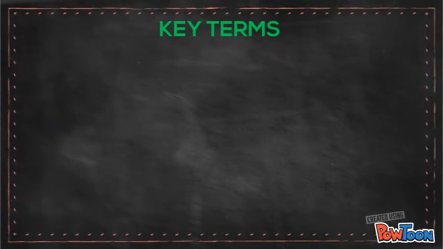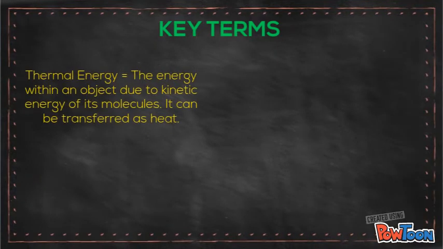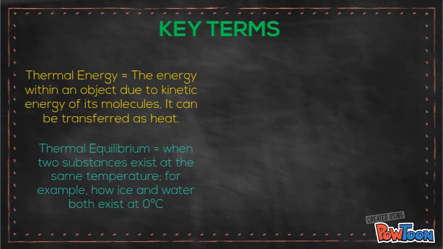Here are some key terms you should know. Number one is that thermal energy is the energy within an object due to the kinetic energy of its molecules. It can be transferred as heat. Number two is thermal equilibrium, which is when two substances in a system are at the same temperature. For example, when both ice and water exist at 0 degrees Celsius.